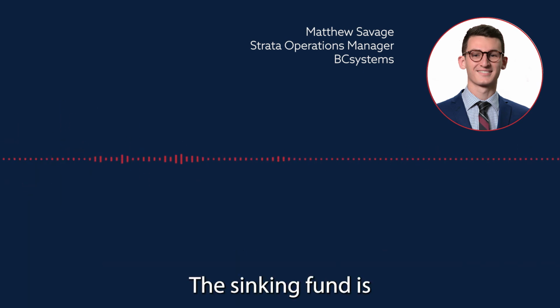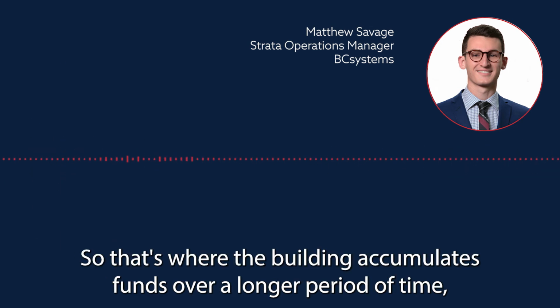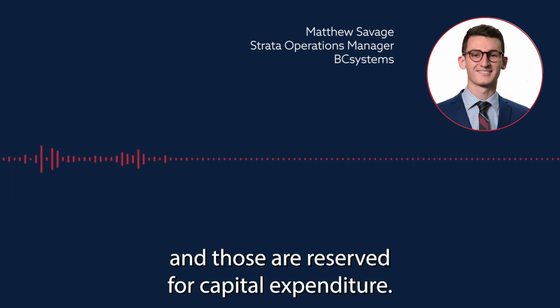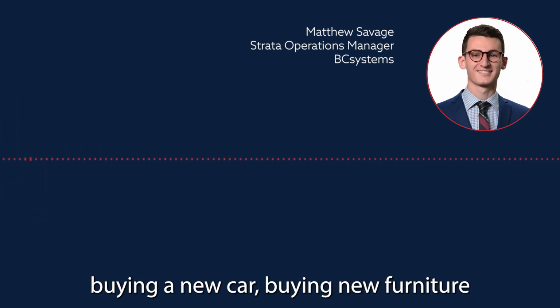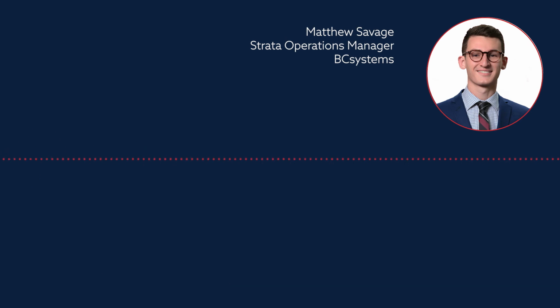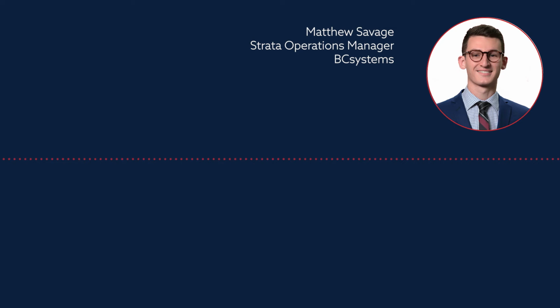The sinking fund is the body corporate savings account. So that's where the building accumulates funds over a longer period of time. And those are reserved for capital expenditure. So in our household example, that is putting tires on the car, buying a new car, buying new furniture, buying a new house. So those are the two fund types.